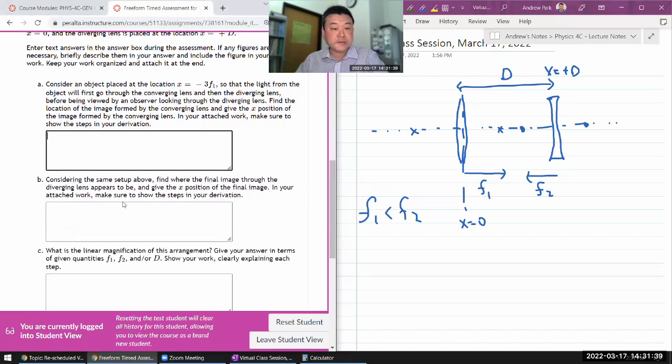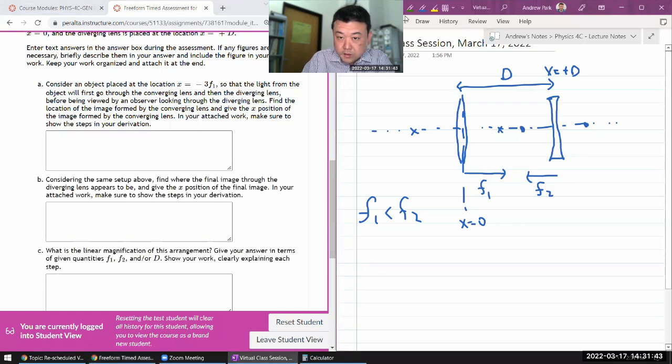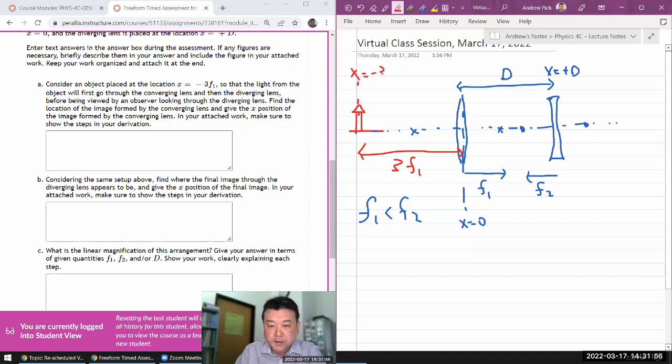So part A says consider an object placed at the location. Okay, I'm just gonna draw it here, but kind of far enough away. But this is supposed to be x is equal to minus 3f1, so that the light from the object will first go through the converging lens and then the diverging lens.